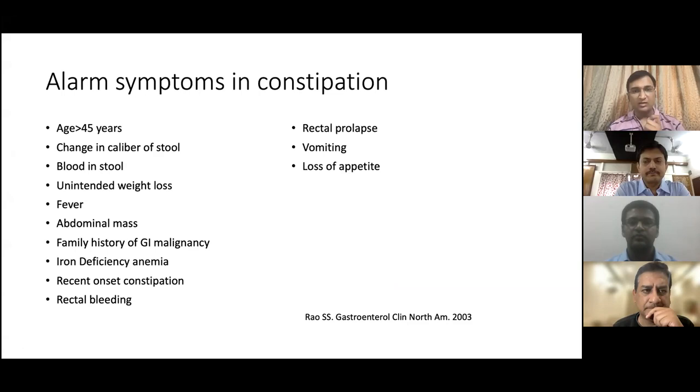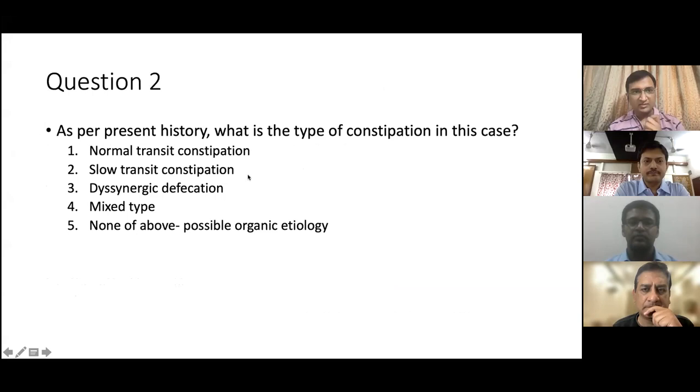So coming to the next question for the poll. As per the present history that has been given by Dr. John, what do you think is the type of constipation in this patient? Normal transit, slow transit, dyssynergic defecation, mixed type, or none of the above, the possible organic etiology.